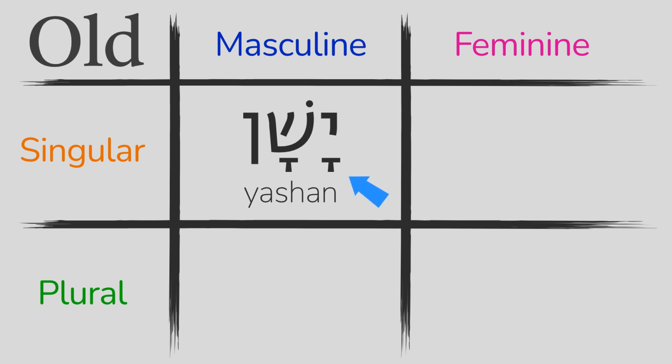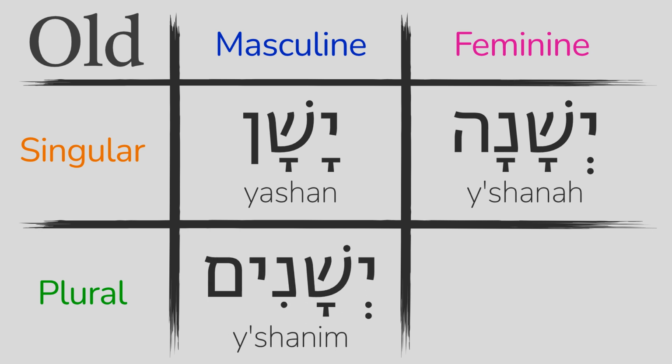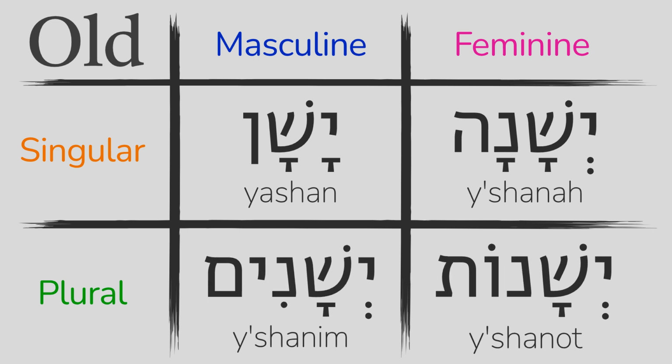Then we can add an "a" ending to get yashana, an "im" ending to get yashanim, and an "ot" ending to get yashanot. Yashan, masculine singular; yashana, feminine singular; yashanim, masculine plural; and yashanot, feminine plural. Yashan, yashana, yashanim, yashanot.